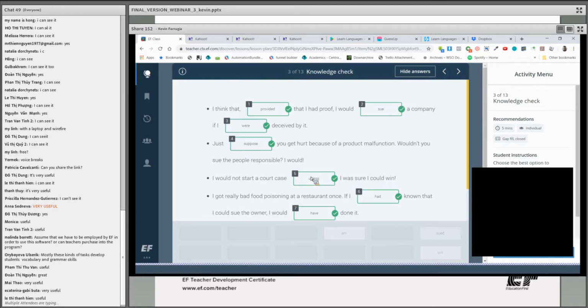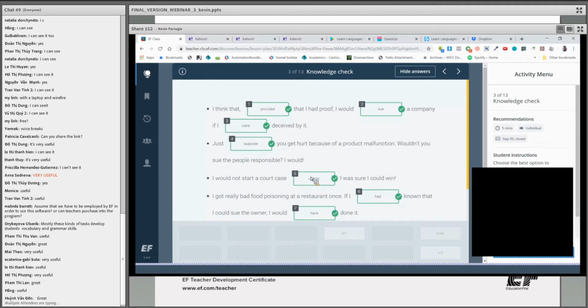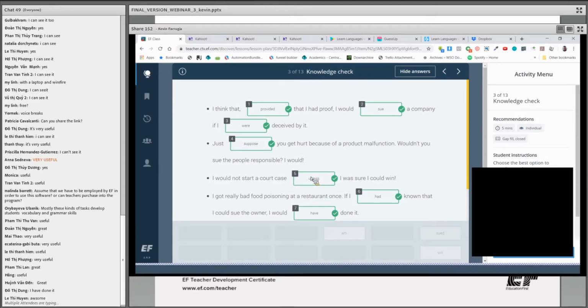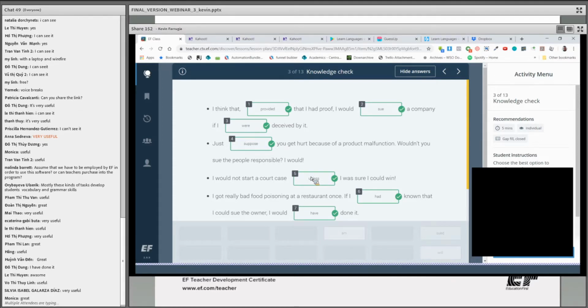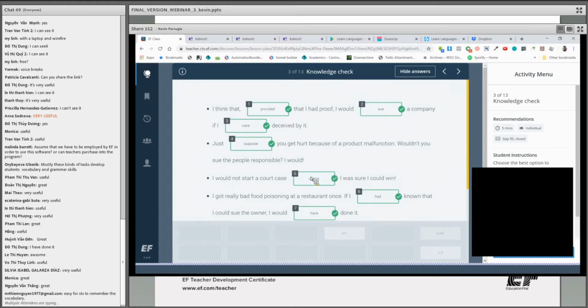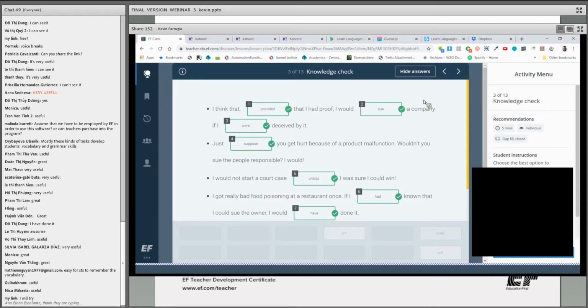So someone said, do we need to be employed by EF? Yes, in this case, this is an EF-based software. So any students that are part of EF courses, they would have access to this. I wanted to start with this so you get an idea of how EF thinks in terms of technology and where we're going. However, in the next few slides, I'm going to also speak to you about general solutions that you can use in your classroom, even if you are not an EF teacher.